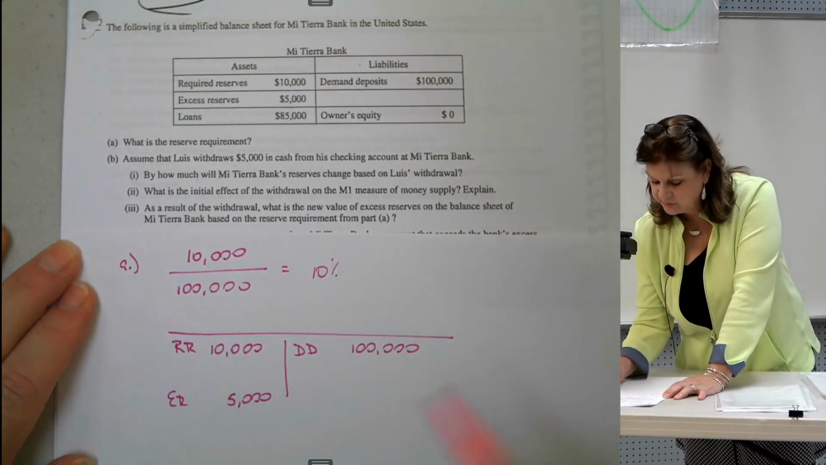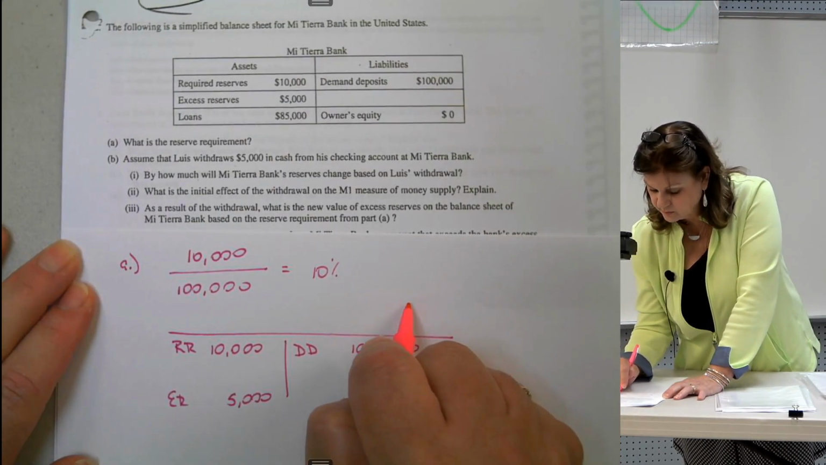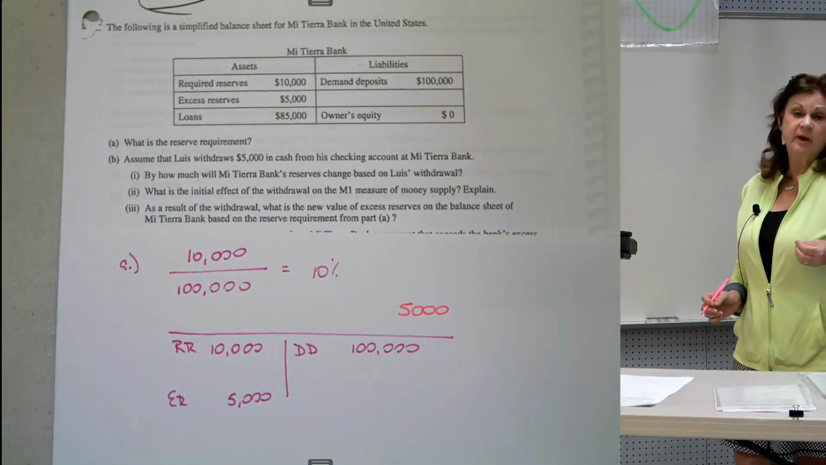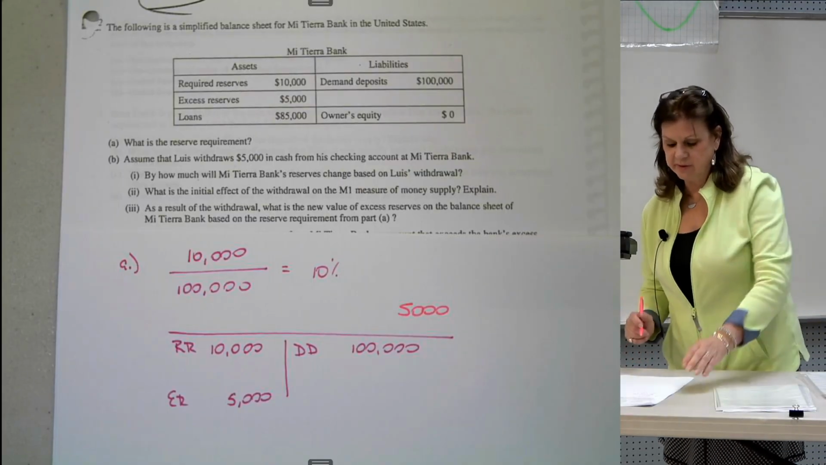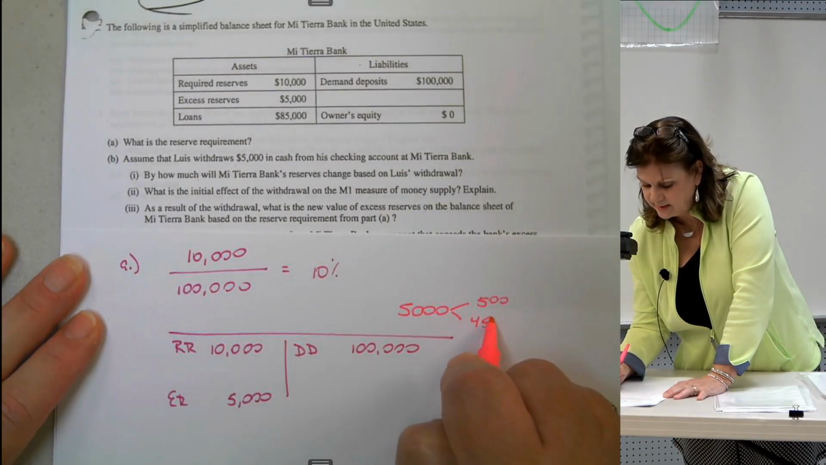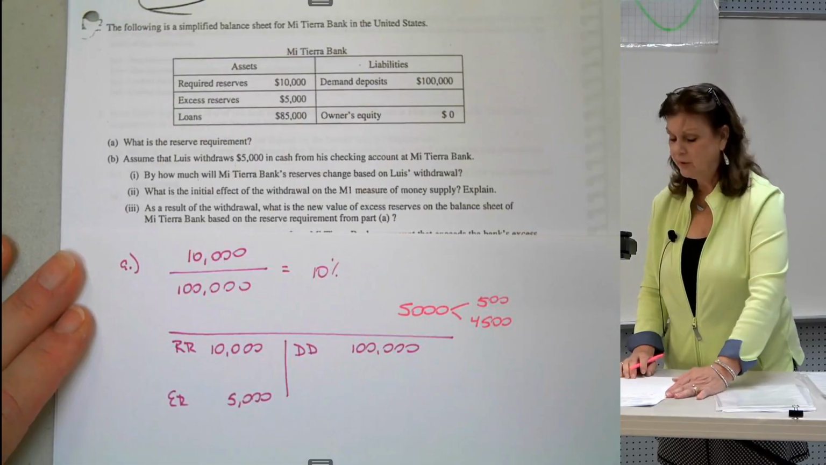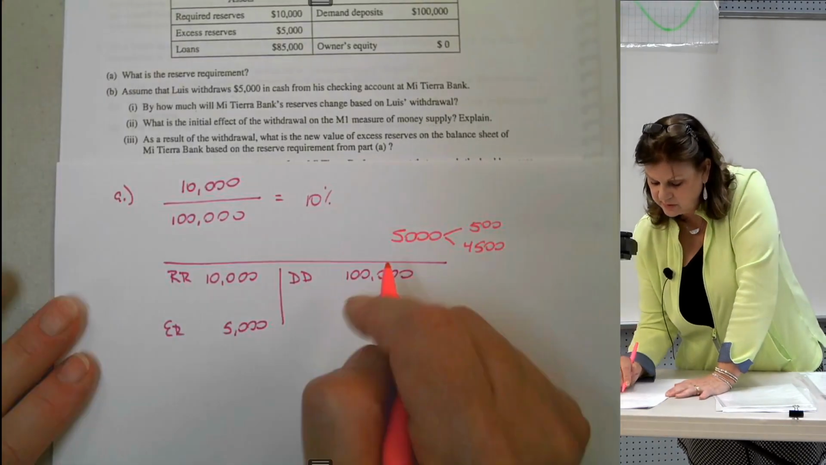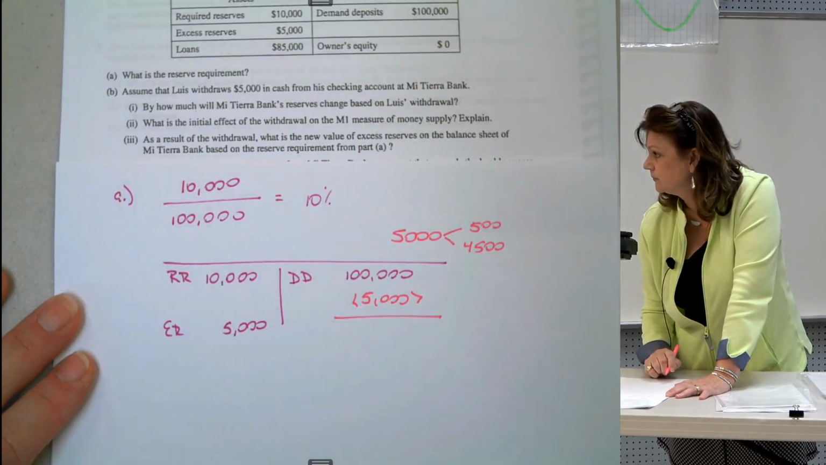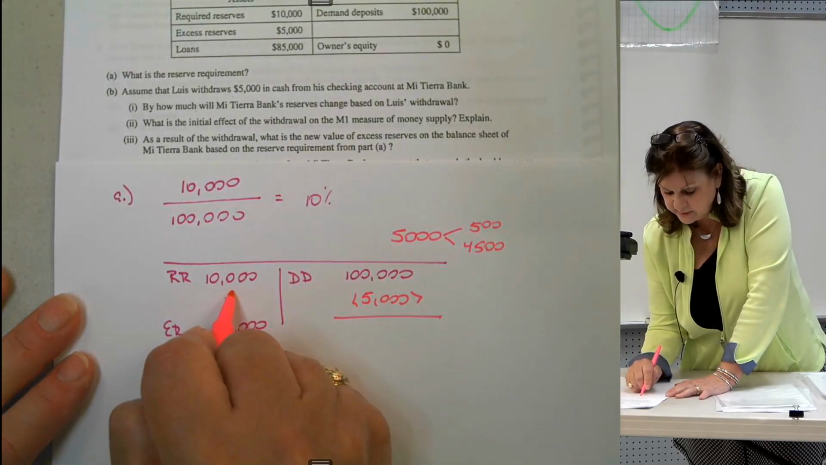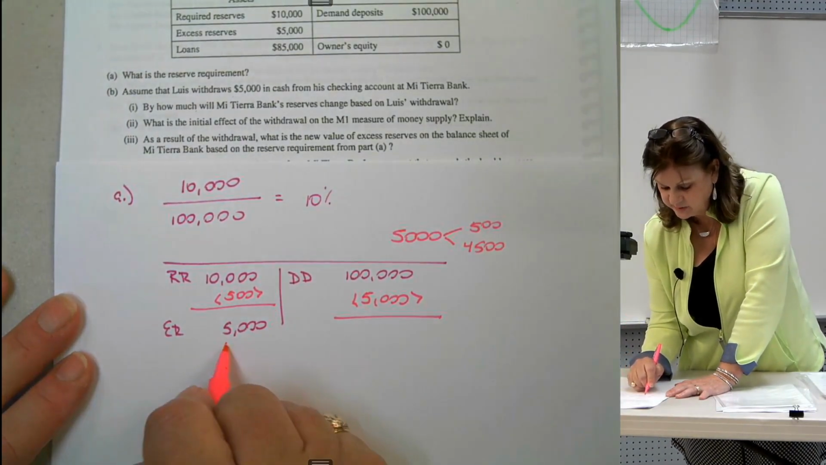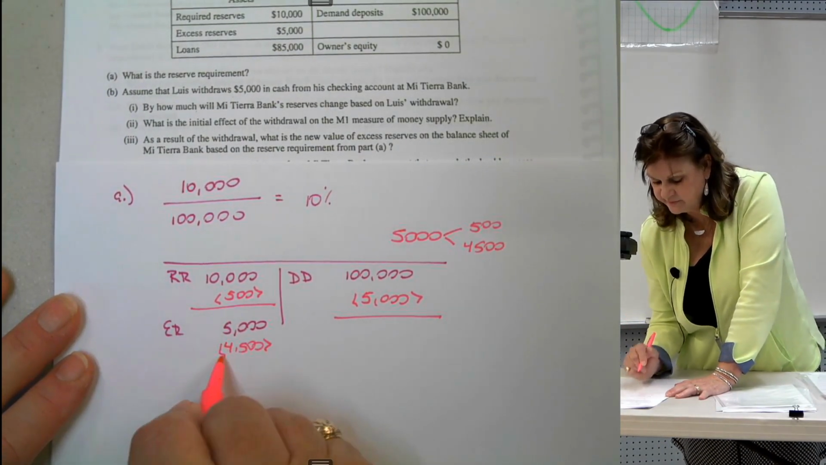Well, okay, so he's withdrawing $5,000. Well, the bank's not going to take all of that out of excess reserves. They don't have to. Where is the first place they're going to want to take it? Well, they're going to divide it into 10% and the other 90%. So demand deposits are going to decrease $5,000. Required reserves are going to decrease $500, and then excess reserves will decrease $4,500.